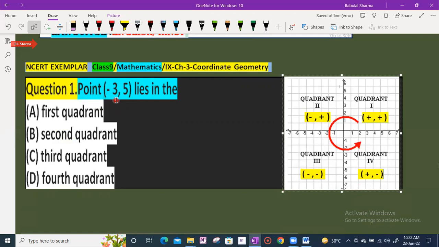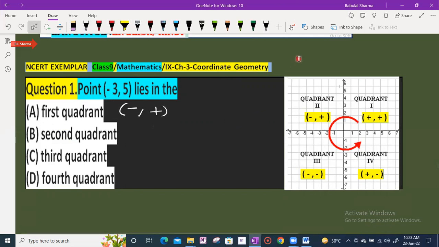Point -3, 5 lies in the... coordinates of the point are given. -3, 5 means x is negative, y is positive here. कौन से quadrant में ये point lie करेगा? x is negative and y is positive.